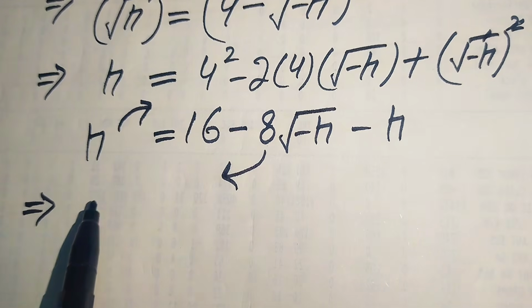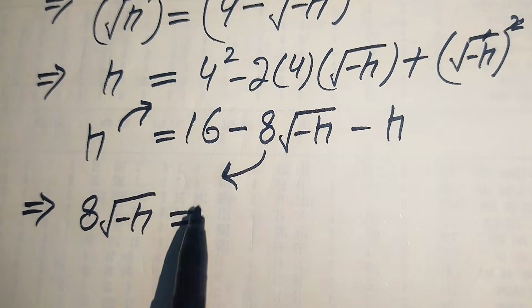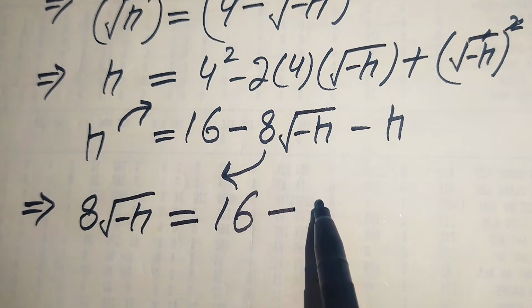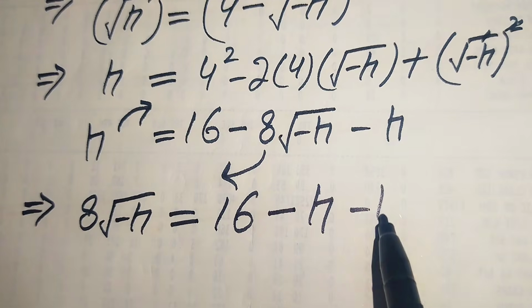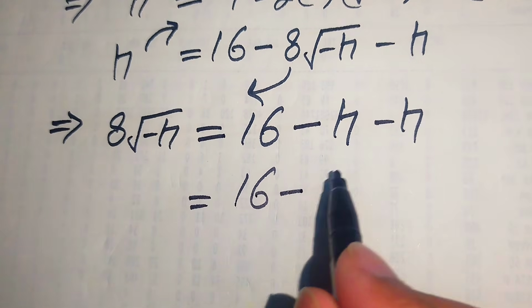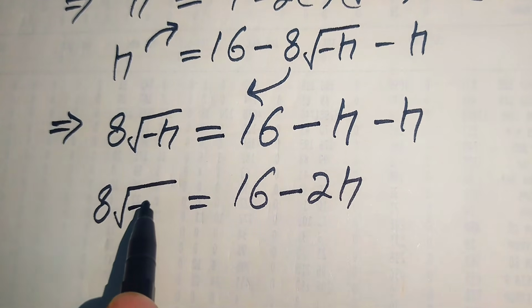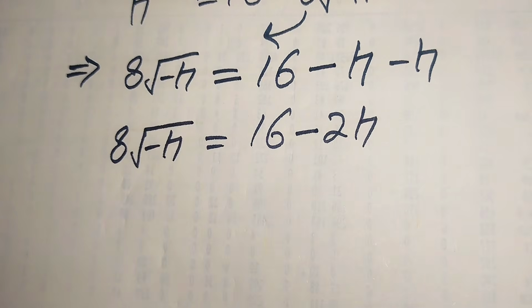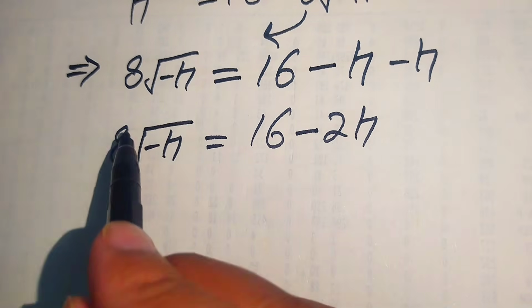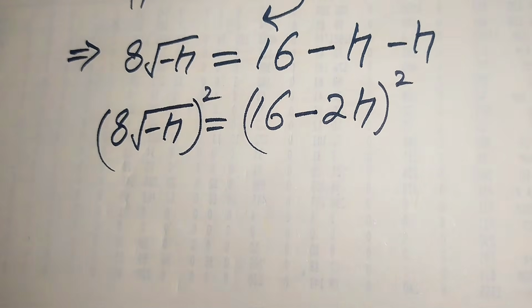So when we move this term to the left hand side, minus 8 becomes plus 8 times square root of minus h is equal to 16 minus h, and this h also becomes minus h. Further, 16 minus h minus h becomes 16 minus 2 times h, and this is 8 times square root of minus h. Now in the next step we need to remove the square root sign from the left hand side, and for this we apply squaring on both of the sides, and it will be written in this form.